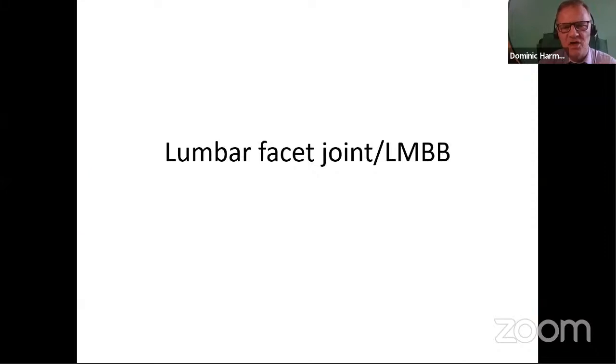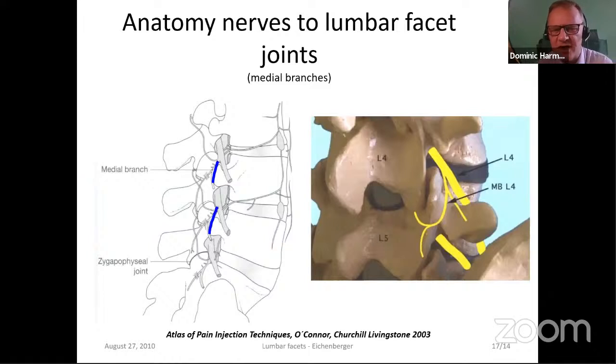Now we look at the lumbar facet joint, a very common procedure. Here's some diagrammatic of the nerve supply to the lumbar facet, what they call the medial branches. Now an important thing in terms of the medial branches is that not only do they innervate the joint, but they actually innervate the paraspinal muscles. And it's a very common thing that you have muscle spasm going with back pain.